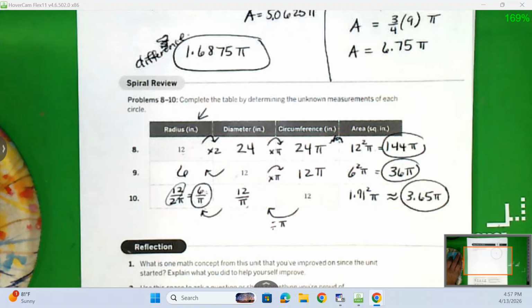Okay, these are all of your notes. You're going to have to go into Amplify and enter in your answers for credit.